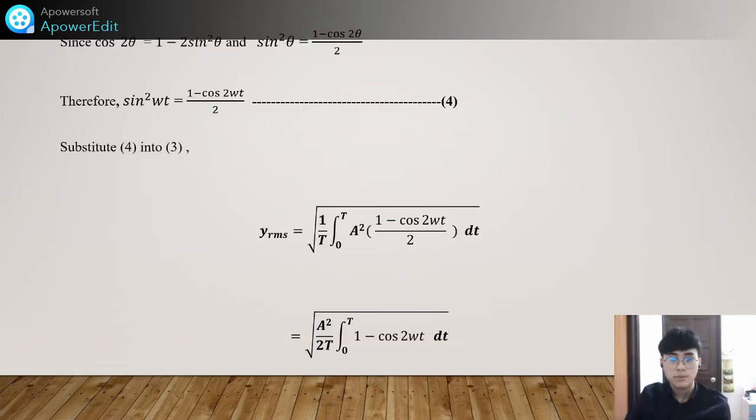According to the trigonometry identity cos 2 theta equals 1 minus 2 sine square theta, from that we can easily find the formula for sine square theta, which is equal to (1 minus cos 2 theta) divided by 2. Therefore, sine square omega t is equal to (1 minus cos 2 omega t) divided by 2. After that, we substitute equation 4 into equation 3, and we will get this equation.